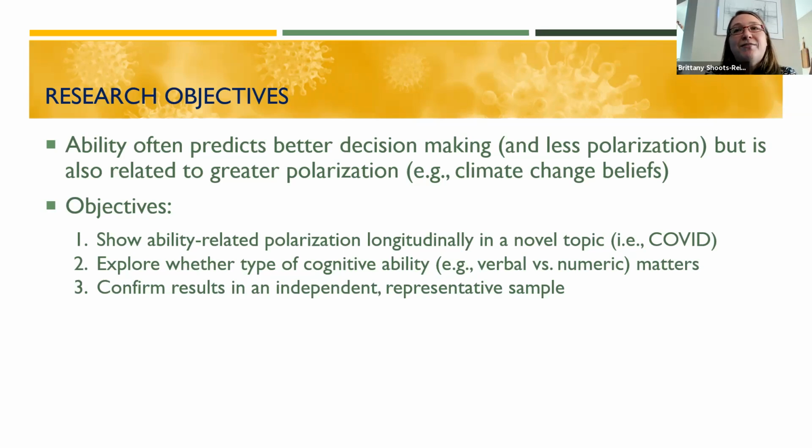Because we started in February, what we actually thought was going to happen with respect to polarization is that the Republicans or the more conservatives would be showing more fear of COVID because it was this threat coming from outside, from China, to threaten the United States. And of course, what we've ended up finding is very, very different.